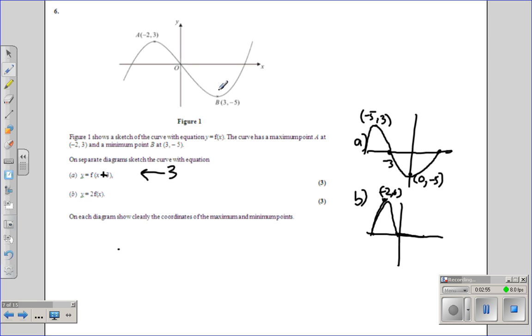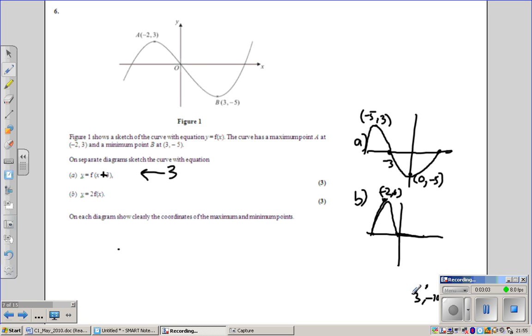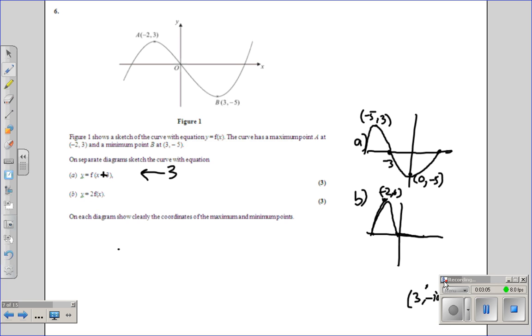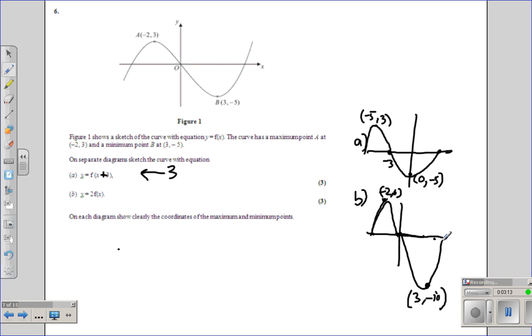And this, the height of this is -5 down, so it will go to -10. It will still be at 3 though. Oops. Get out of my way. So it'll be here, and it'll still cross in the same place. It'll just be stretched along the y-axis.